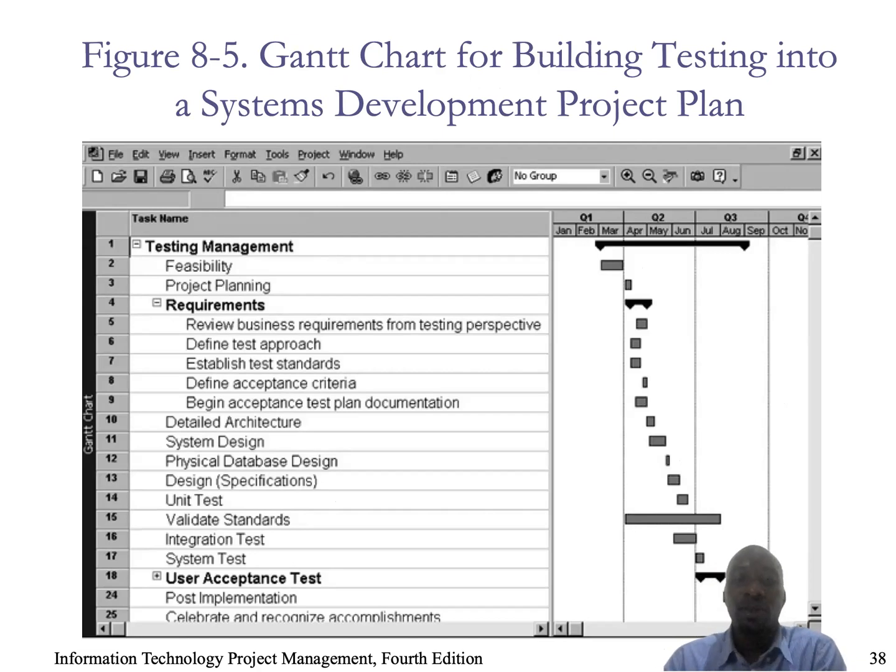Here we have what we call the Gantt chart technique, which is for building, testing, and system development project plans. The Gantt chart defines when to perform what, and what comes after what. For example, here we have task number 15, which is validate standards. Validate standards should be done at the same time when task number 3, project planning, is initiated, and it moves through almost a third of the chart.